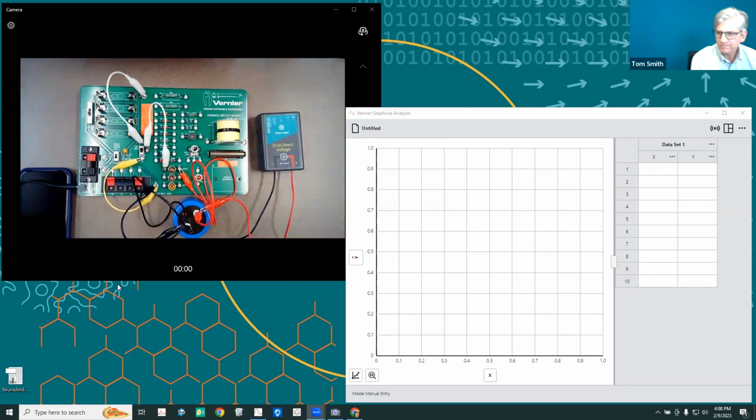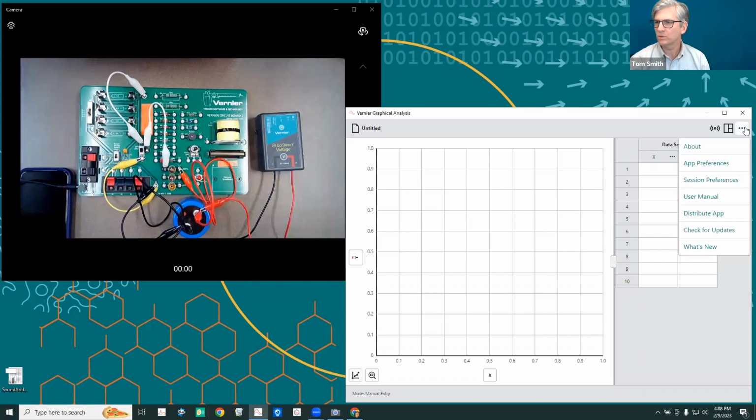that capacitor. And for this activity, I'm actually going to set up a data sharing event. So if you're at home and have Graphical Analysis on your computer or Chromebook, you're welcome to join in here. Data sharing over the internet is a Pro feature. So the first thing I'm going to do is just share with you, if you don't have Graphical Analysis Pro, a temporary license so you can participate in that.